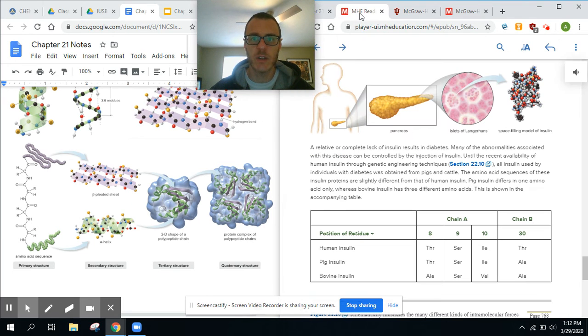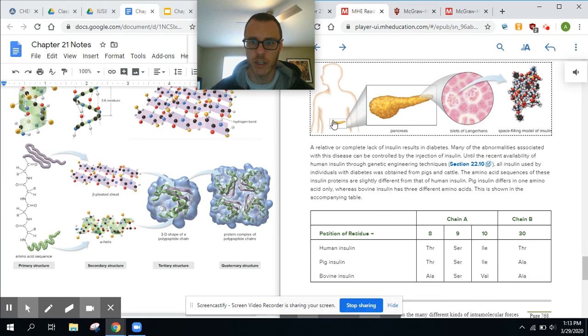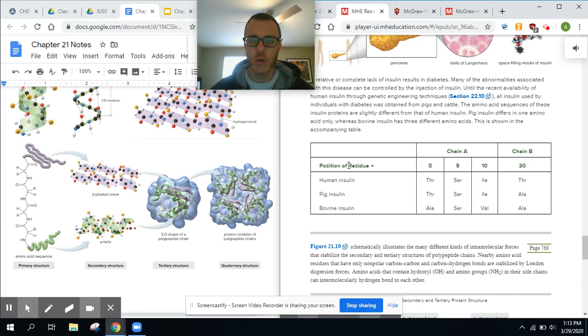Just as a little heads up, here's a little blurb on insulin, which I think is very interesting. People used to, well, here you go, our pancreas, there it is. These are this structure and then space filling model for insulin. People who needed insulin used to get it from pigs or cows. That's where we had to isolate it from, and people could use it. It would still do the same thing to their bodies. So that was a great find.